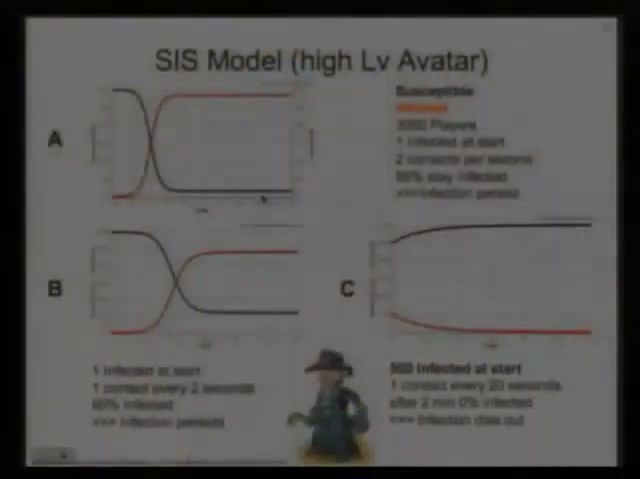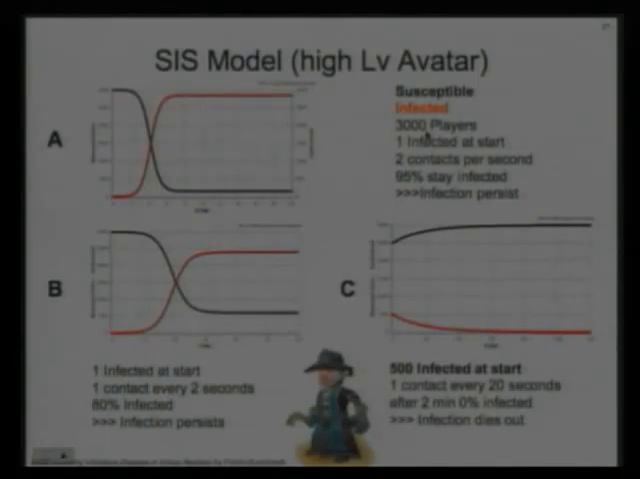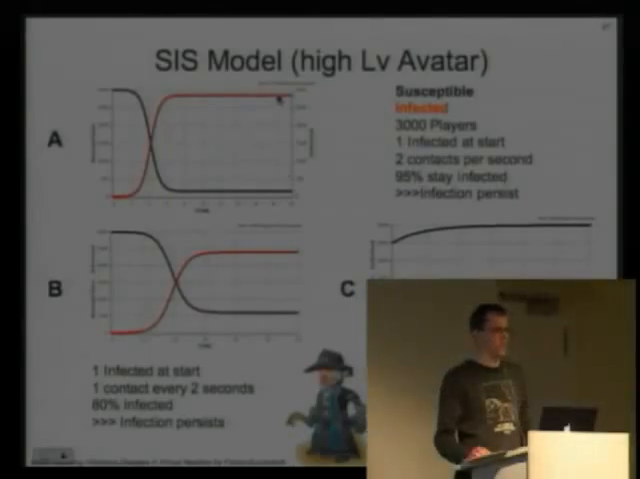Yeah, this was the situation you just saw. SIS, bouncing back and forth and back and forth. And this is now the same results, a bit dry or graphically. I use the same parameters. Of course, here they are now recovered because you don't have the compartment recovered anymore. We start with 3,000 players. One is infected, 2 contacts per second. 95 stay infected all the time. So it's the red up here. So 95% of your players in your World of Warcraft world are infected all the time.